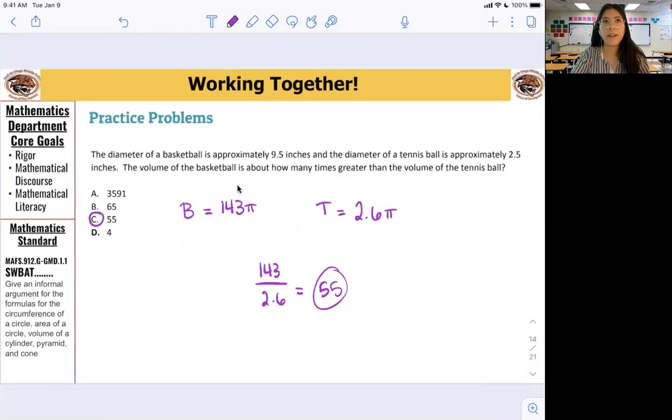Okay, so it's kind of like finding the, what's it called? The growth rate, not growth rate, when you're dilating, the constant, the factor. That's what you're trying to do. Okay, so any questions on this one?